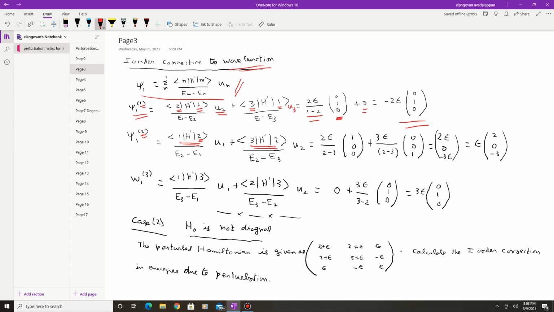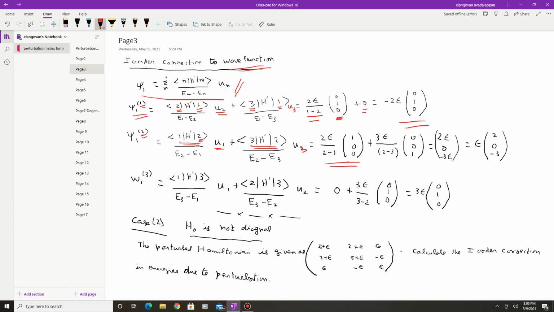So this is u1 and this is u2. Since this is un, this is u1 and this is u3. Now you substitute here 1H' 2. 1H' 2 is 2 epsilon, u2 is 2, u1 is 1, and u1 is 1, 0, 0. So first you have to substitute this value.